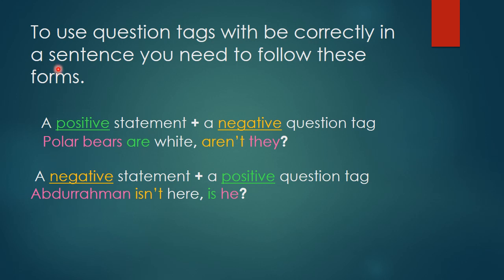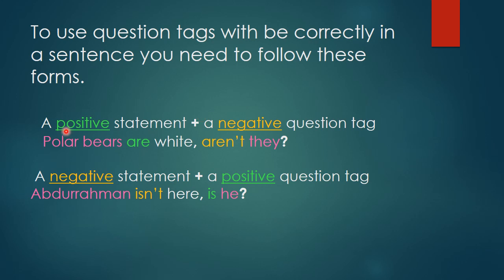Alright, so to use question tags with be correctly in a sentence, you need to follow these forms. So there are forms for the question tags. We have two types of question tags: one is the negative question tag and the other one is the positive question tag.